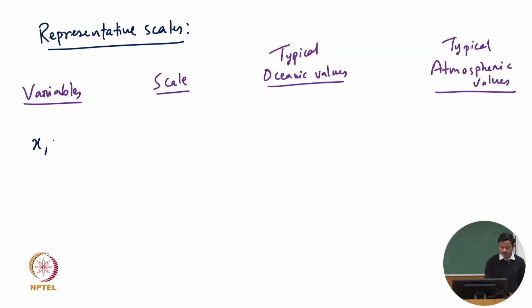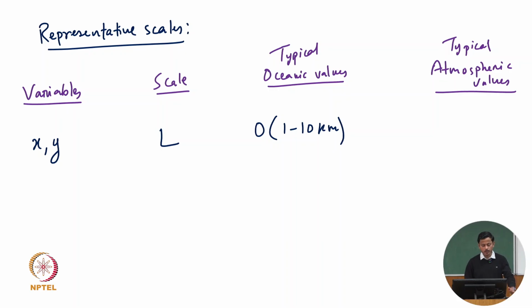So variables x and y that we routinely use for measuring the distances along the two axes. The representative scale, the variable that represents that scale, is capital L, and for ocean this is of the order of magnitude of 1 to 10 kilometers. So representative scales for motion. Okay, so this is the representative scale of order 1 to 10 kilometers that we'll be interested in. And then for atmosphere, the similar length scales are of order 100 kilometers.